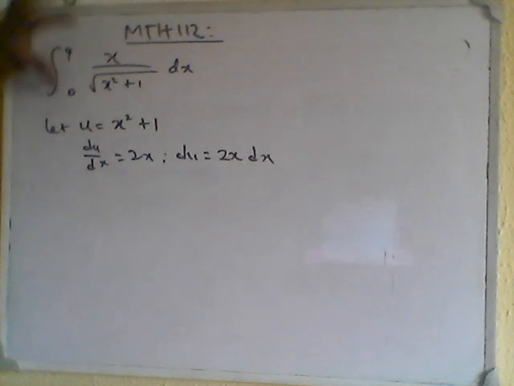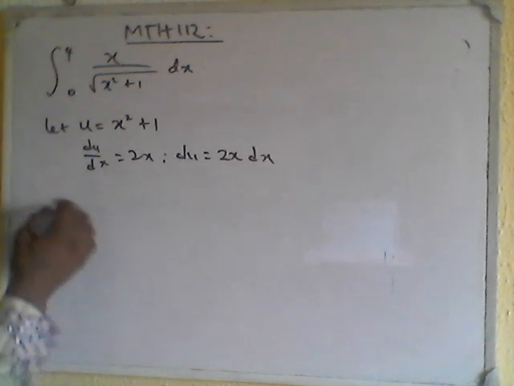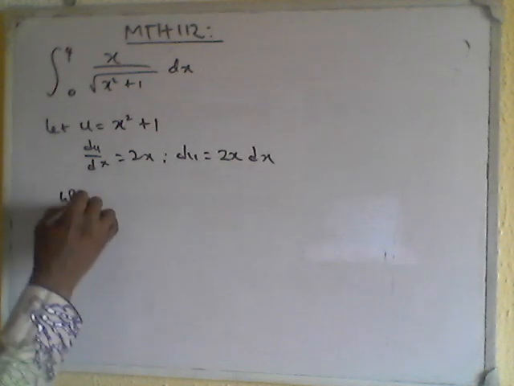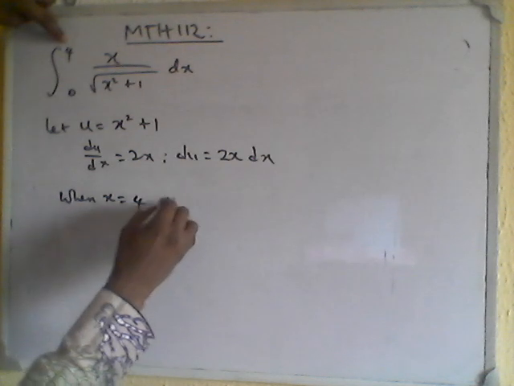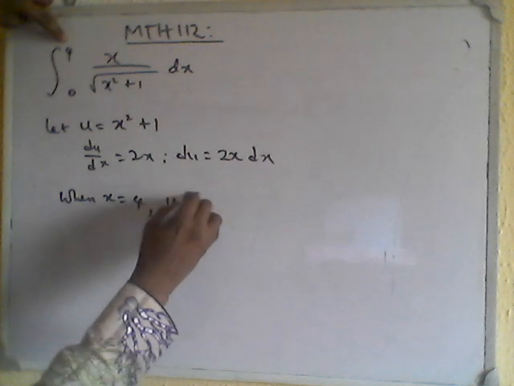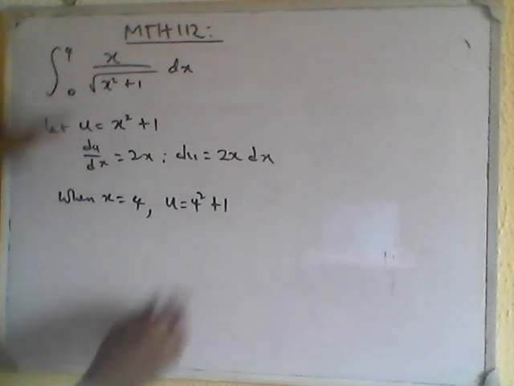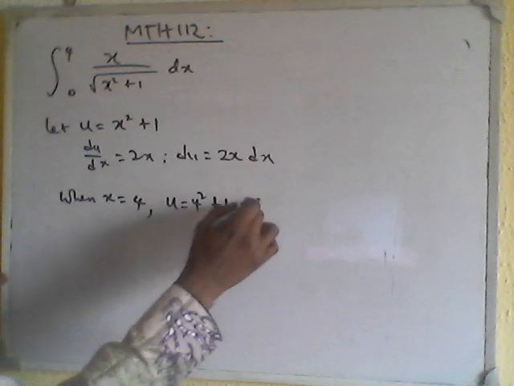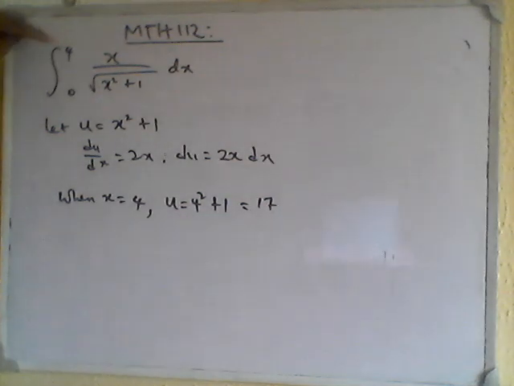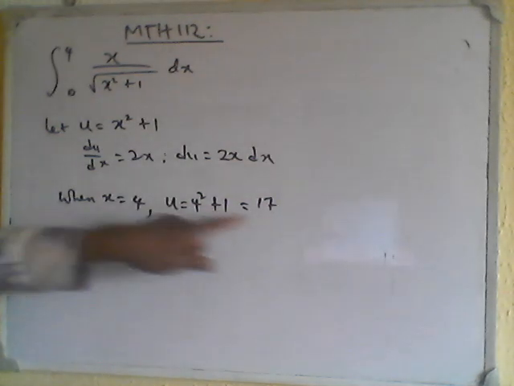Already this integral limit will change because this one is representing x. If I'm going to write a new one representing u, I will need to convert this one to the u equivalent. So to convert to the equivalent, when x is equal to 4, that's this upper limit, I have u equal to 4 squared plus 1, which is the same thing as 4 times 4 is 16, plus 1 is 17. So for the first upper limit, the u equivalent is 17.